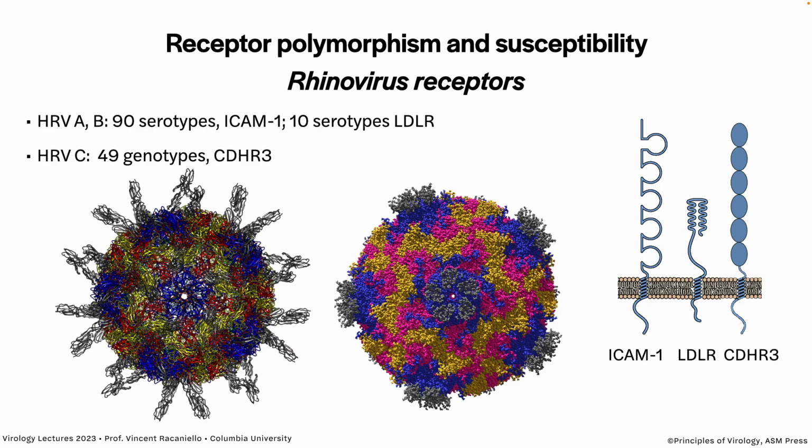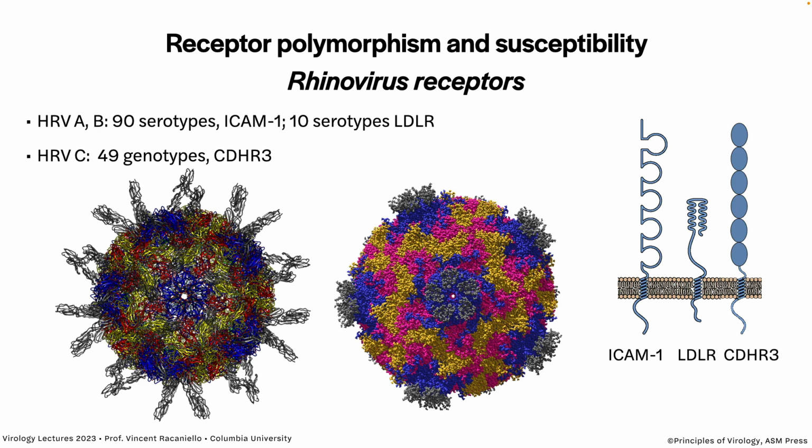The last story I want to tell you is about how differences in the sequence of receptors can control infection. And so this is a story with rhinoviruses. These are icosahedral viruses without a membrane. They're classified into 3 types, A, B, and C. And there are 3 different kinds of receptors that are bound by these viruses.